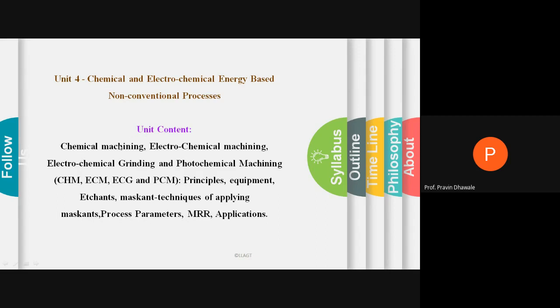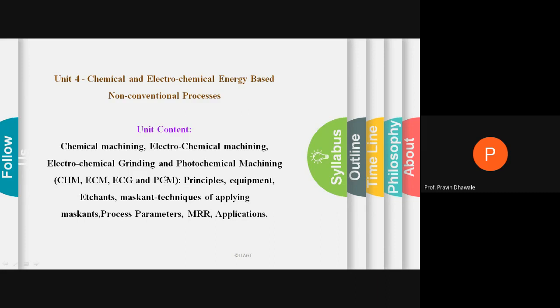First one, chemical machining, CHM. Electrochemical machining, ECM. Electrochemical grinding, ECG. Photochemical machining, PCM. All these come under the category of chemical and electrochemical energy based processes.